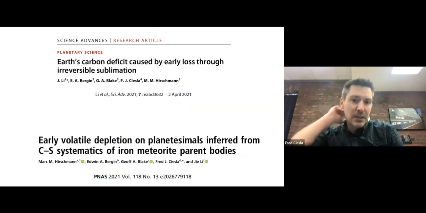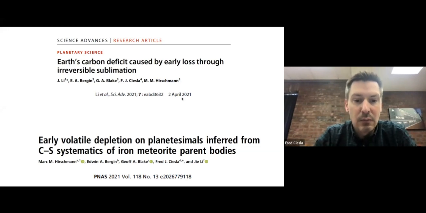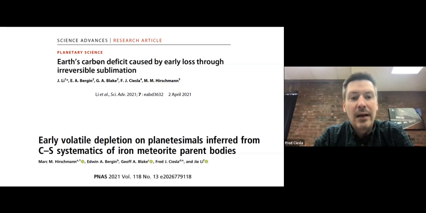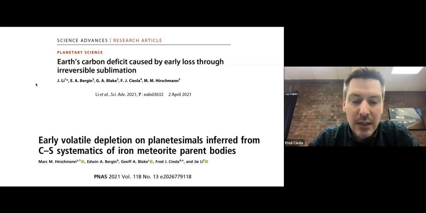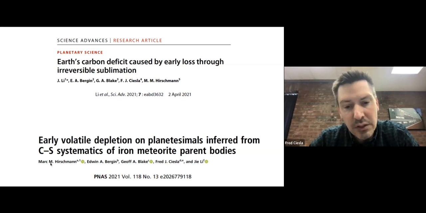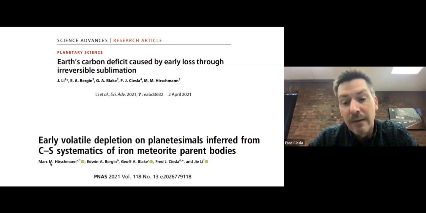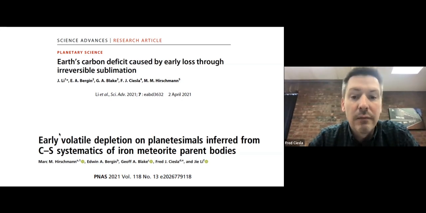What I'm going to specifically be talking about are these 2 papers that we published last year. One in Science Advances, Jackie Lee was the lead author on it, looking at Earth's carbon inventory, and I'll get more into that in just a moment. And then work that Mark led, looking at the volatile depletion, specifically looking at the carbon and sulfur systematics of iron meteorite parent bodies and how that may play a role in setting the carbon inventory of the Earth.